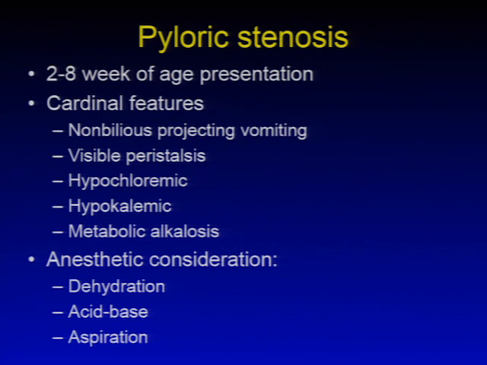The cardinal features of pyloric stenosis include non-bilious projectile vomiting, visible peristalsis, and a hypochloremic, hypokalemic, metabolic alkalosis. Usually the presentation is between 2 to 8 weeks of age, and the anesthetic consideration again is to preoperatively repair any evidence of dehydration and acid-base abnormality, and to be especially concerned during induction for aspiration.